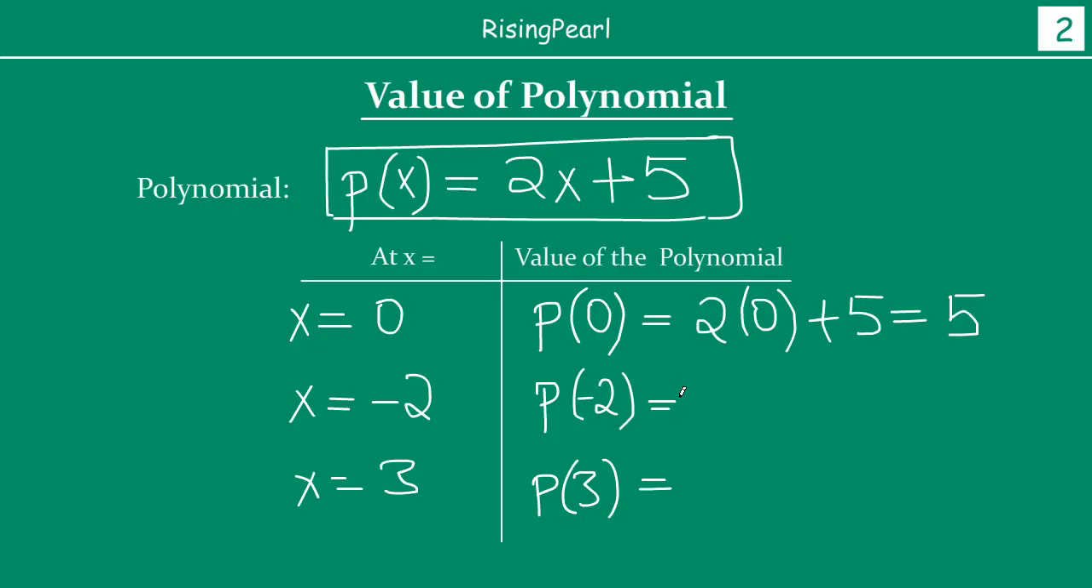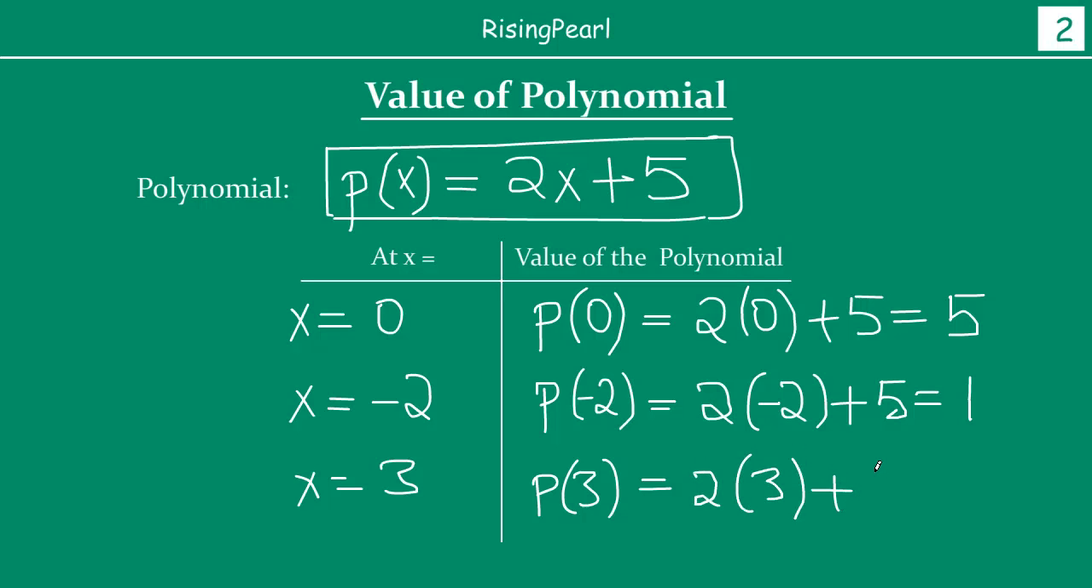Similarly for minus 2, we will take the 2, which is the coefficient, and instead of x we will put minus 2, which is the value of the variable, and then plus 5. So this will be minus 4 plus 5, so 5 minus 4 is 1. So the value of this same polynomial at x equal to minus 2 is 1. Similarly, the value at x equal to 3, or p(3), will be 2 times 3 plus 5.